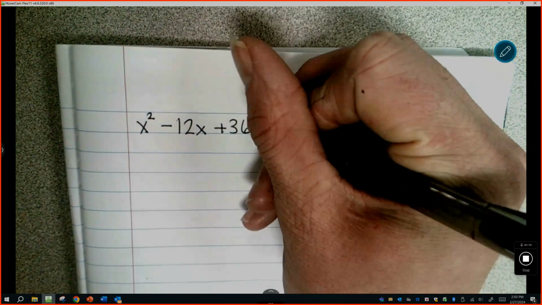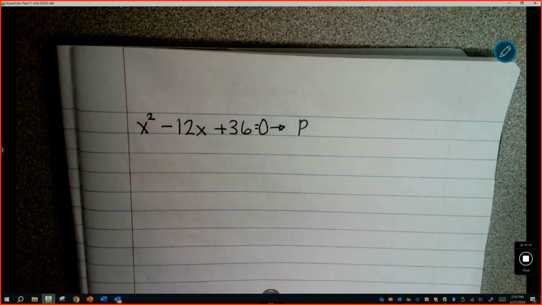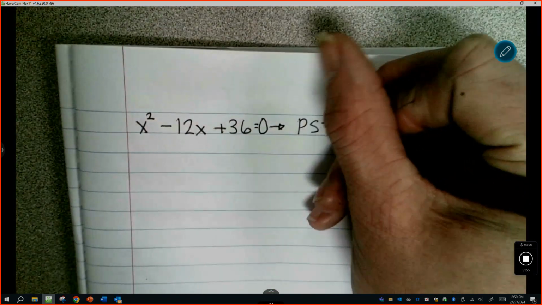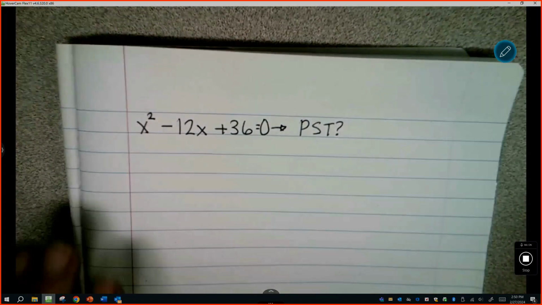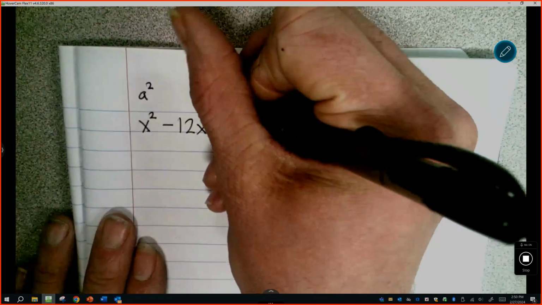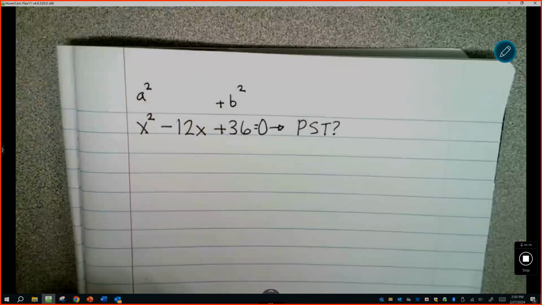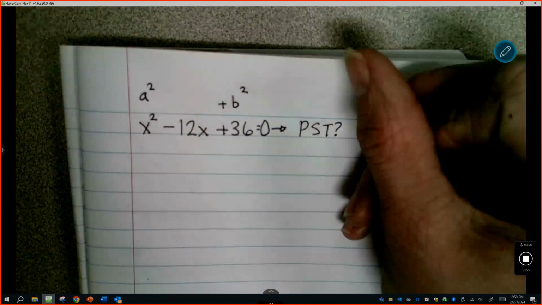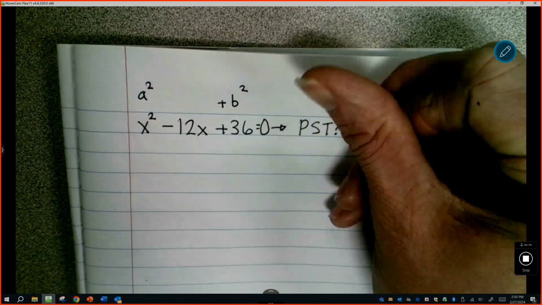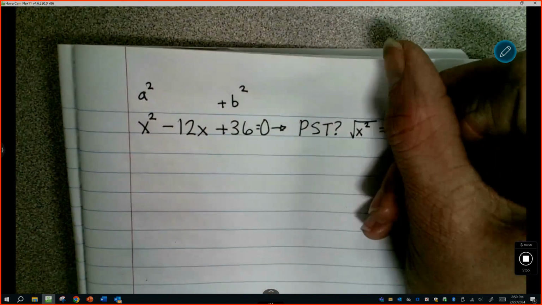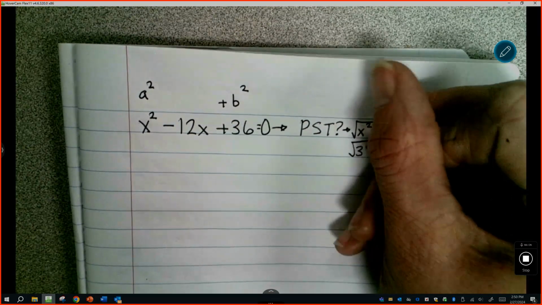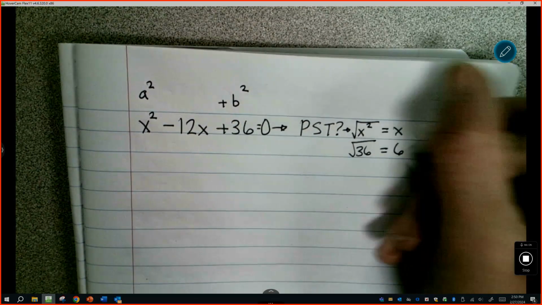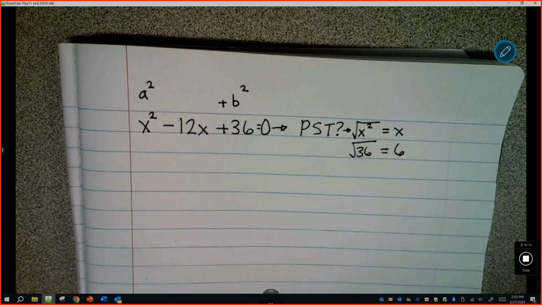I'm going to set it equal to 0 before we factor, but to factor, I'm going to check, is this a perfect square trinomial? The first thing that needs to be true is that my first term and my last term need to both be perfect squares. So let's check. X squared, the square root of that is x. 36, the square root of that is 6. So these are both perfect squares.